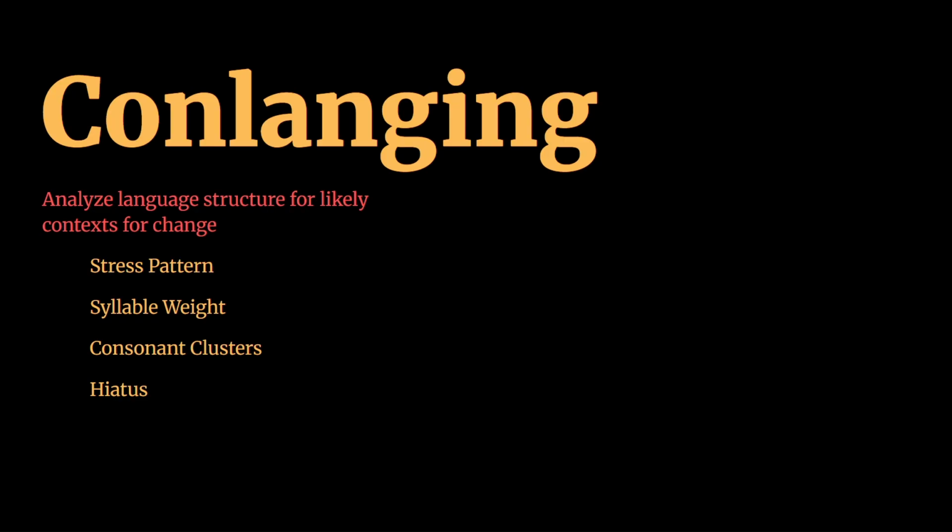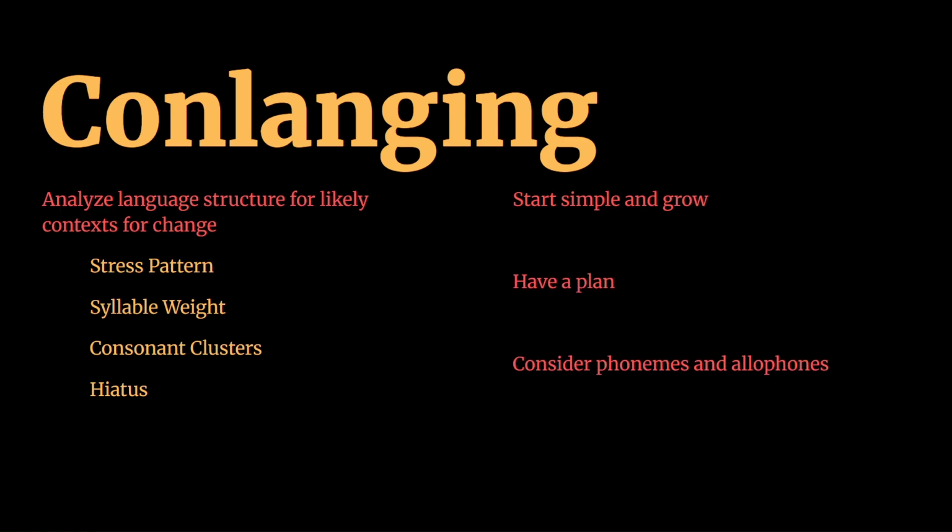So how can we use this for our conlangs? I'm going to start in a slightly different spot this time than I have in our previous videos, because I think the first thing we need to do when talking about vowel changes is analyze our language structure for likely context for change. We're going to want to consider the stress pattern of our proto-language, the syllable weight that seems to be most expected, how common consonant clusters are, whether or not things can occur in hiatus, and when we do this, we should probably start simple and grow from there, have a plan, and consider both phonemes and allophones.